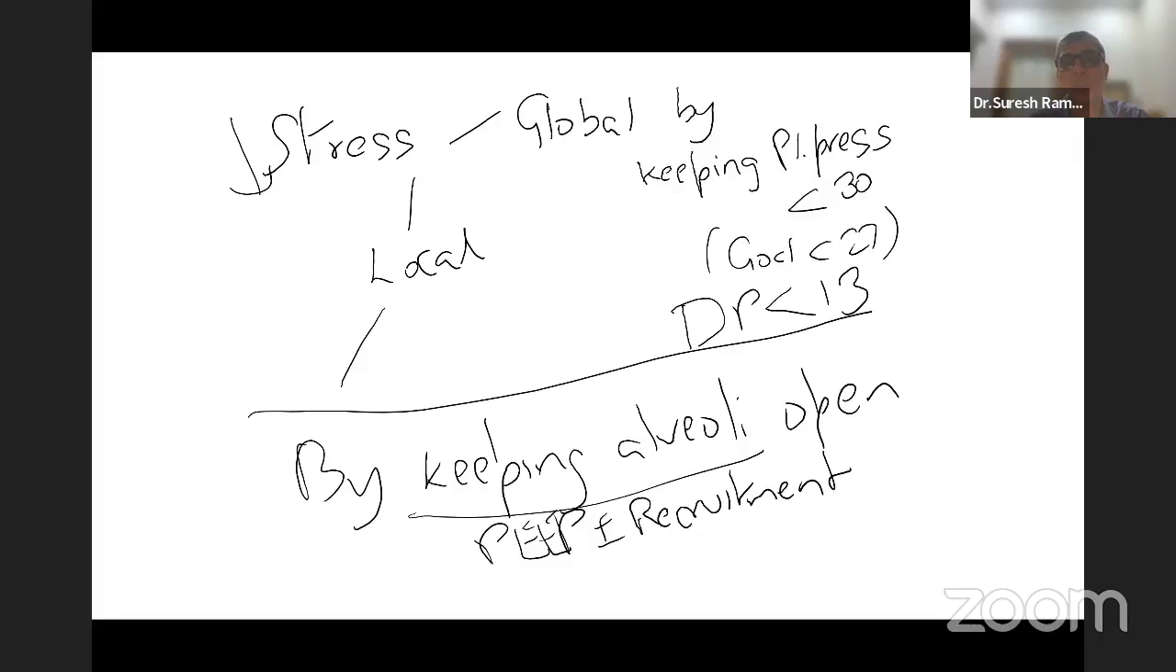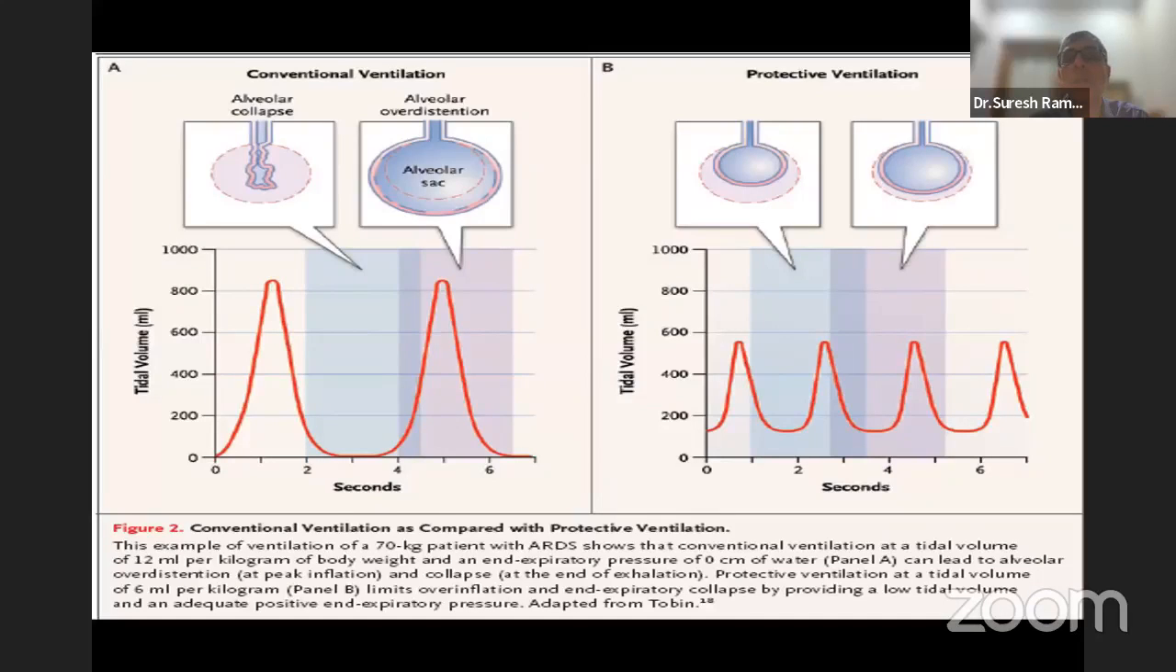All right, so next was to decrease the stress locally by keeping the alveoli open, and that is using PEEP. And this has always been the concept of open lung ventilation, where we know that if you were to use large tidal volume and no PEEP, you're going to have repetitive opening and collapse of the lung, and this is conventional ventilation. And if you have protective ventilation, that means you have low tidal volume and a high PEEP, which prevents the airway from completely collapsing, and the excursions are minimal as compared to this. And this is going to be protective to the lung.